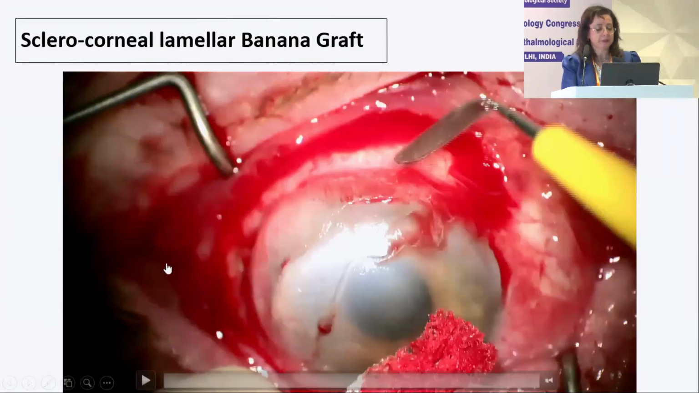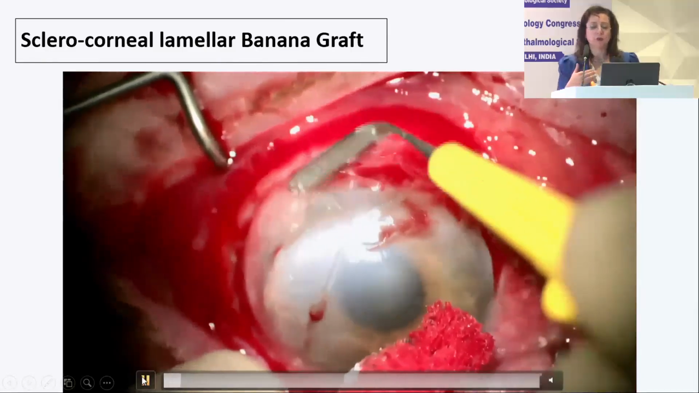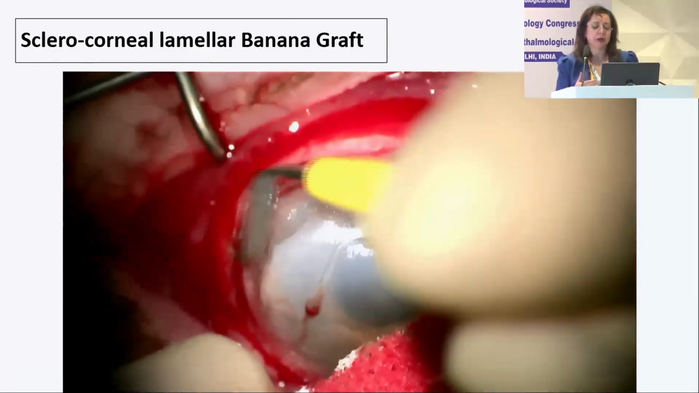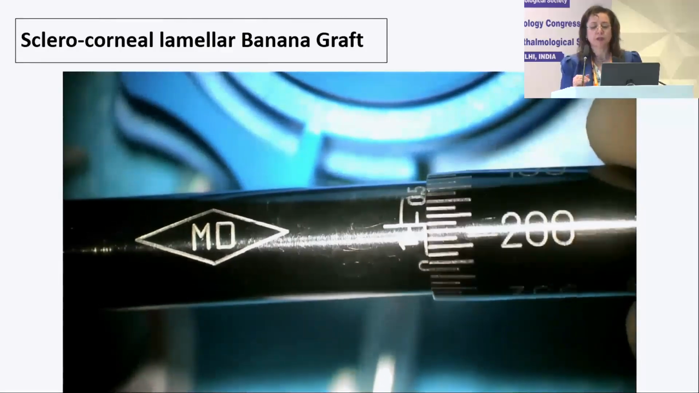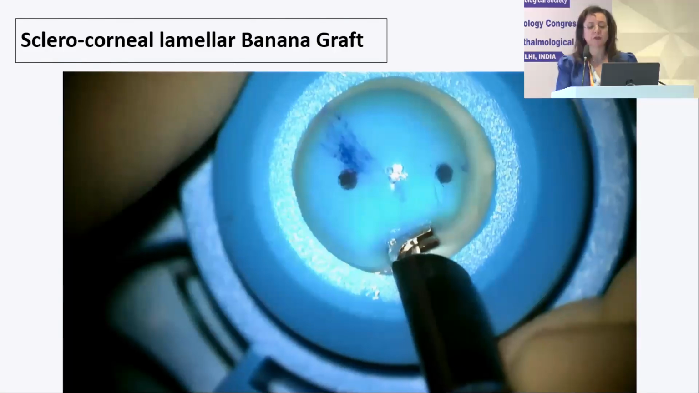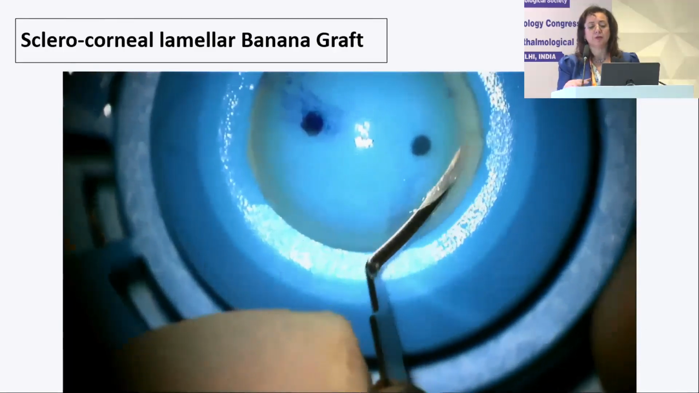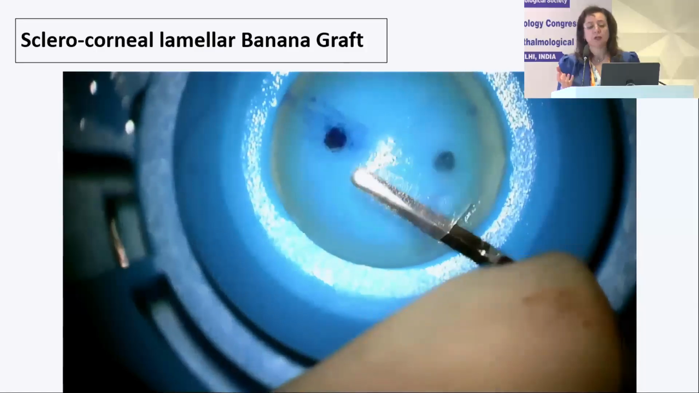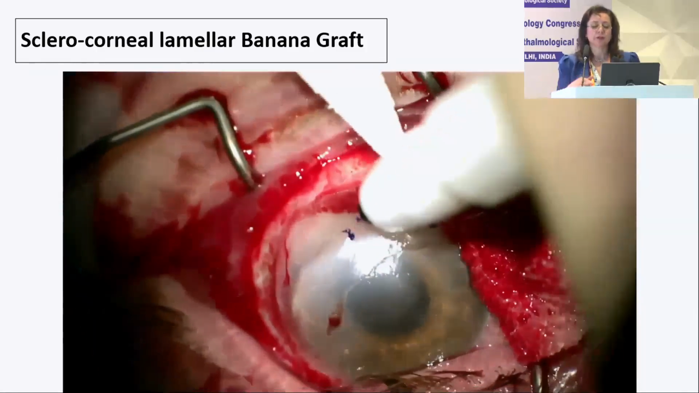So this patient, we went and removed all the necrotic and all the unhealthy epithelium and stromal tissue, and used the diamond knives to create a 200 micron sclerocorneal disc. So you can use the Mellis dissector after mounting the sclerocorneal tissue on the artificial anterior chamber and do the lamellar dissection limbus to limbus.